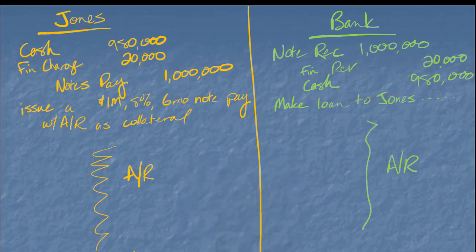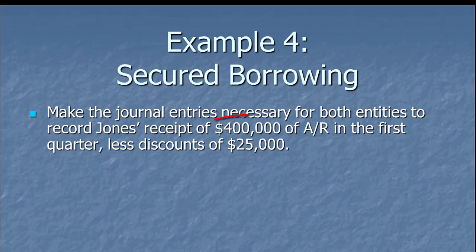Now let's assume that Jones is able to collect over the first quarter about $400,000 of their collateral. Of course, they don't get all of that money. $25,000 of that was actually waived as cash discounts to get people to pay early so they could pay back this loan. So what we need to do now is record the cash coming in and the payment to the bank, because once a quarter I have to take the money I've collected, send it to the bank.